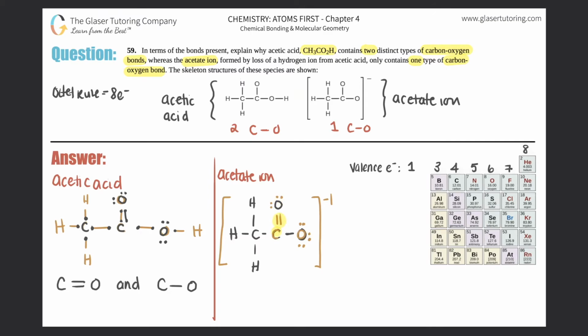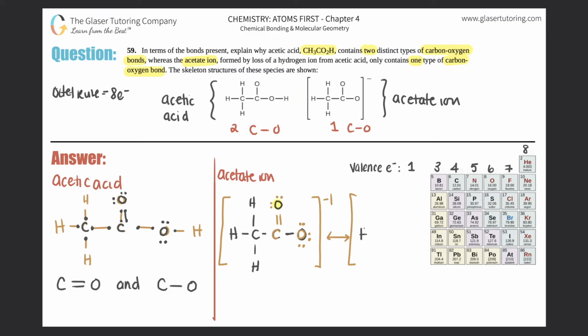So could I have put the double bond here, or could I have swapped it with this? Yeah, technically the double bond could be up top, but it could also be on the right-hand side because these oxygens are absolutely equivalent. So we have to draw that structure.